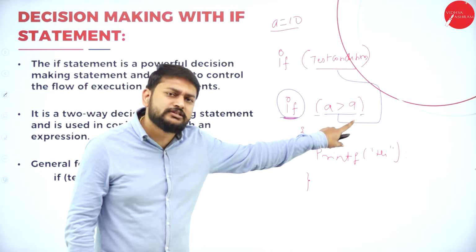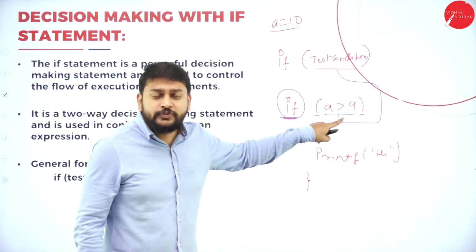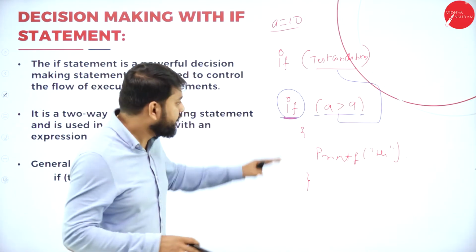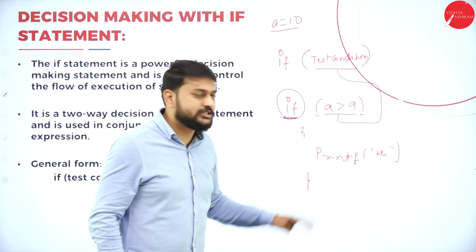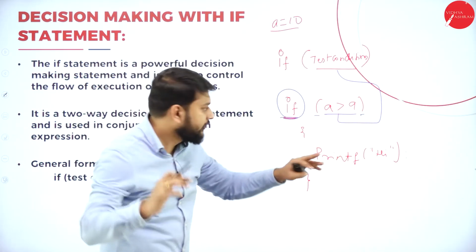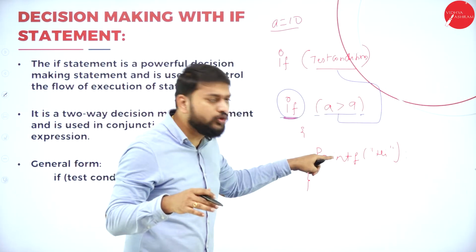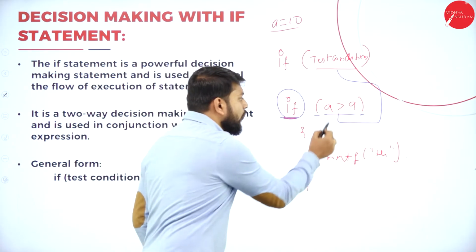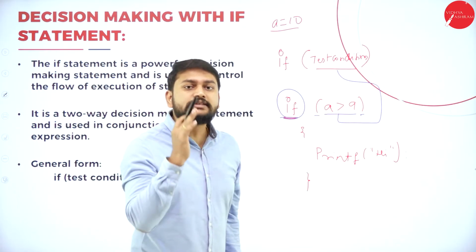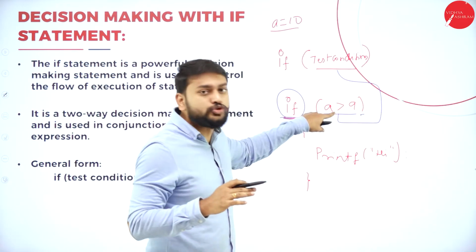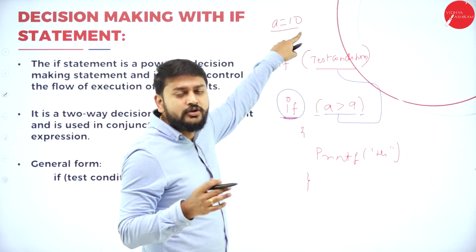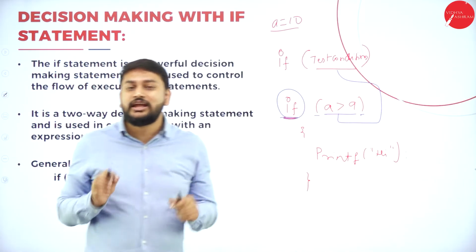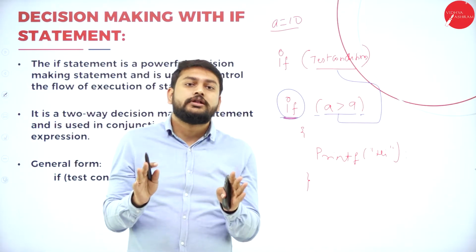What exactly does it mean? This is the condition that I have to test. You need to understand the general English: if this is true, you do this. I will repeat, only if this condition is true, you do this. That is how the if statement works. What is the condition that I have here? A is greater than 9. What is the A value here? A is 10. Is it true? Yes, it is true. So this if statement will check whether the given condition is true or false.